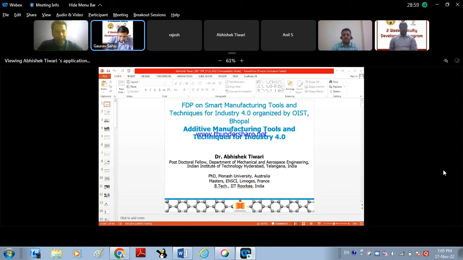He successfully developed a CVD reactor for graphene synthesis during his PhD. Currently, he is working as a postdoctoral fellow in the field of additive manufacturing at the Department of Mechanical and Aerospace Engineering, IIT Hyderabad, India. He has also worked as a research associate on laser assisted material processing at the Department of Metallurgical and Material Engineering, IIT Kharagpur. Dr. Tiwari is a reviewer of many renowned journals and has keen interest in tech startups. We welcome you, sir, and request you to deliver your valuable knowledge.